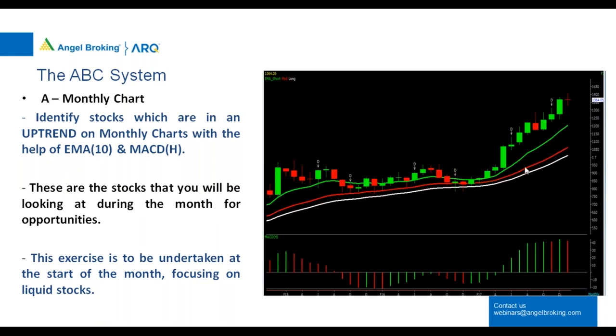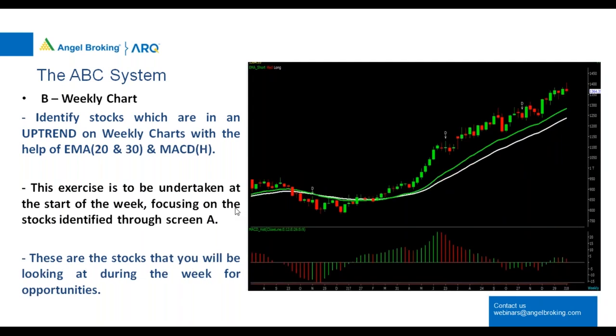There have to be a large number of participants in that particular stock. Then technical analysis works best, because that makes the stock trade properly, and technical signals are also better in such stocks.